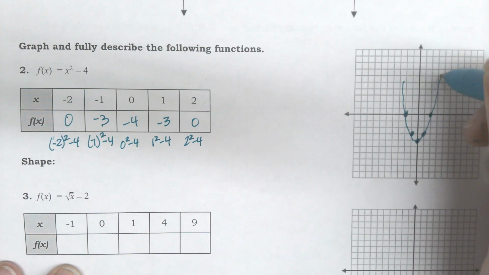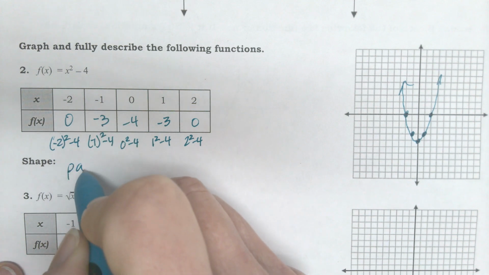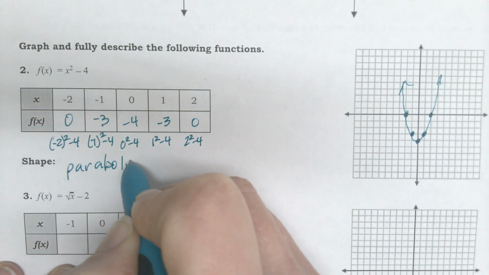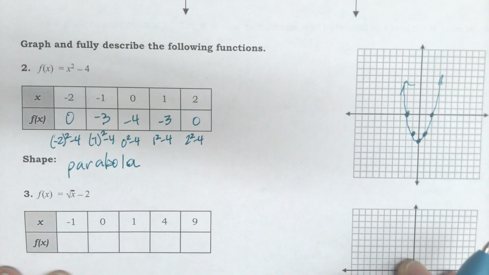And it is the shape of the quadratic that we did in the top. We call that a parabola. Some of you call it a U. Whatever you want to call it, that's the shape that we're looking for.